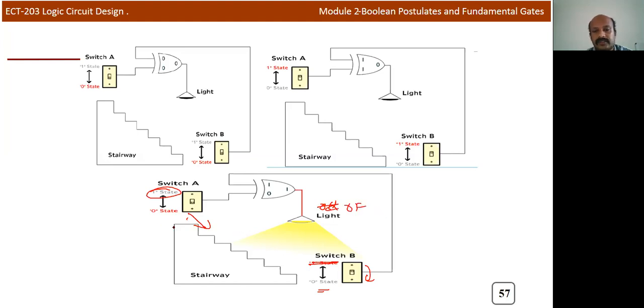Okay, in this way also. Anyway, if both switches are at the same state, the output will be 0. If any one of the switch positions is in the opposite direction, the output will be high. So that condition is very useful in a staircase.